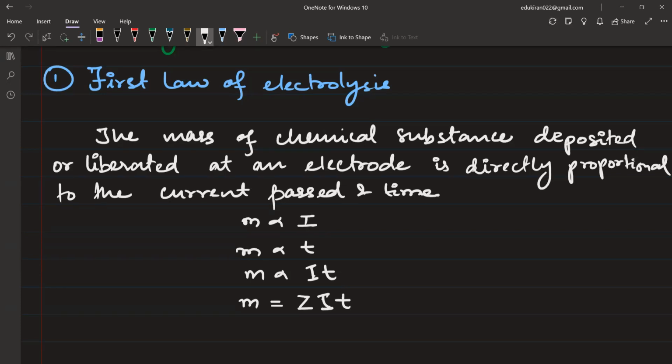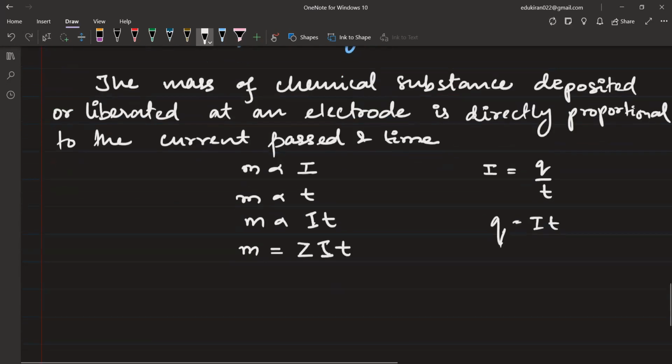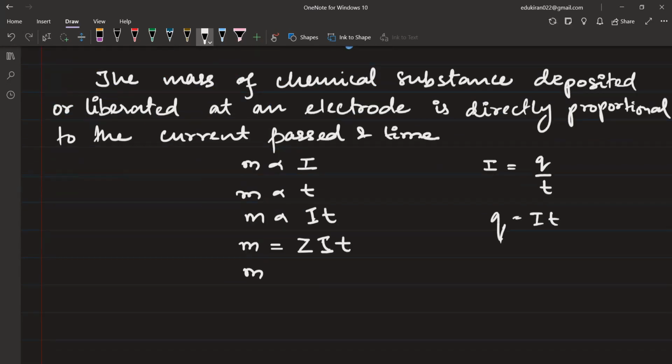Okay. And what is I? I is equal to the charge upon time, right? So we can write Q is equal to IT. That means the mass is equal to Z into Q. Now this Z is known as electrochemical equivalent. What is Z? Electrochemical equivalent.